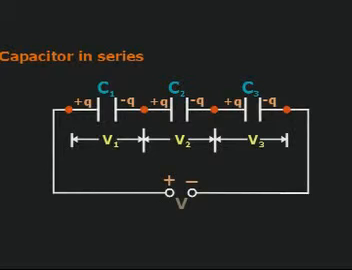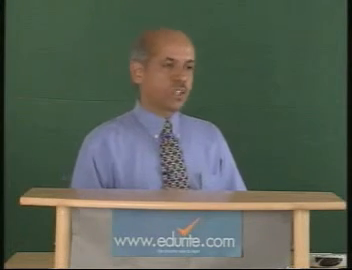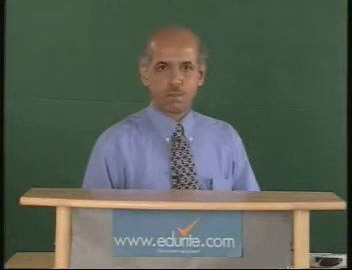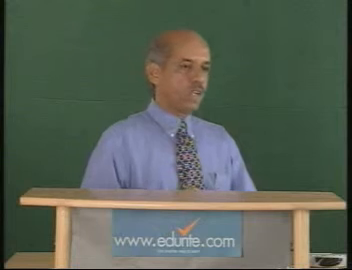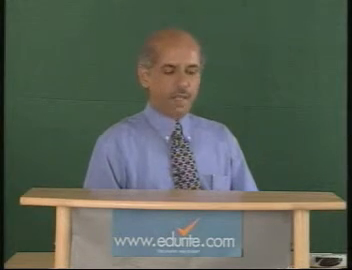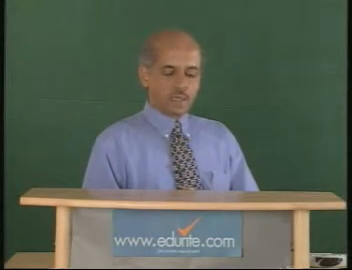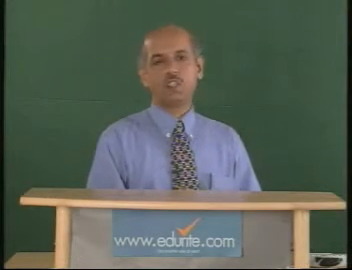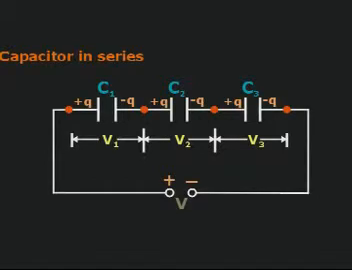Now, in this kind of a connection, there is only one path for the charge transfer. That is, there is only one route along which the charges can get transferred. In such a connection, all the capacitors will have the same charge. Here you find that in the figure, each capacitor has a charge Q on its plate.